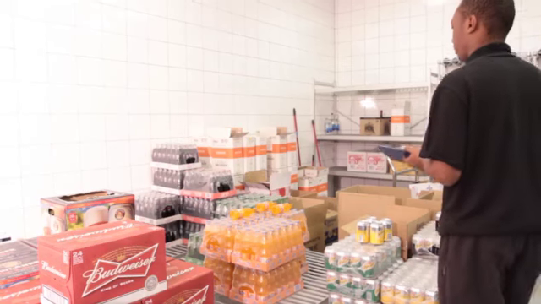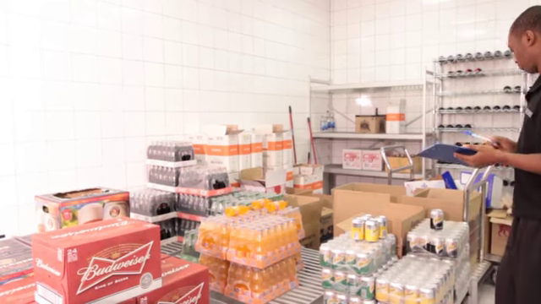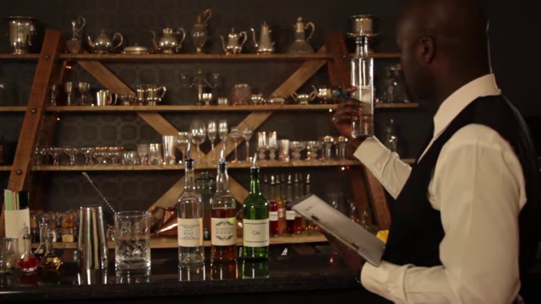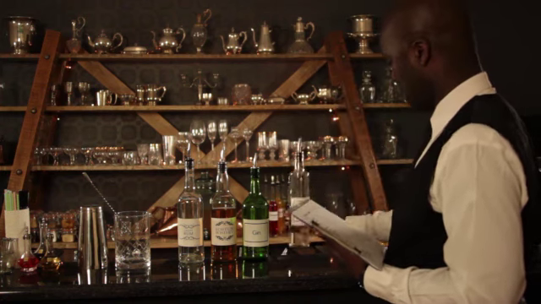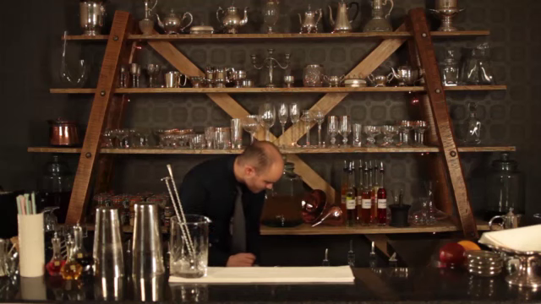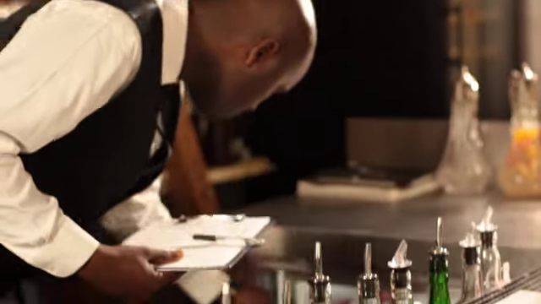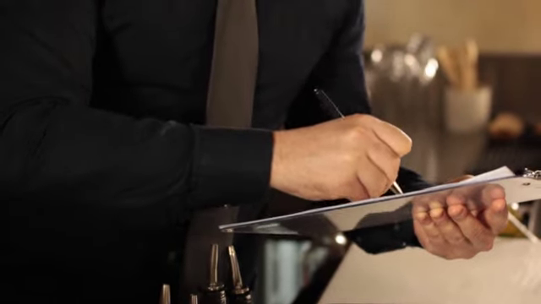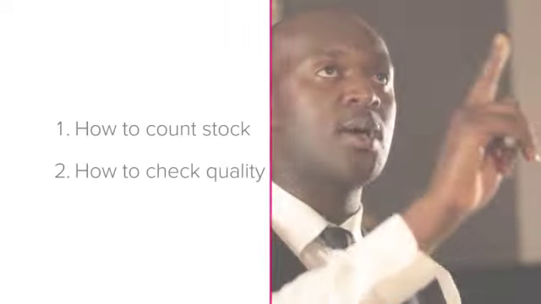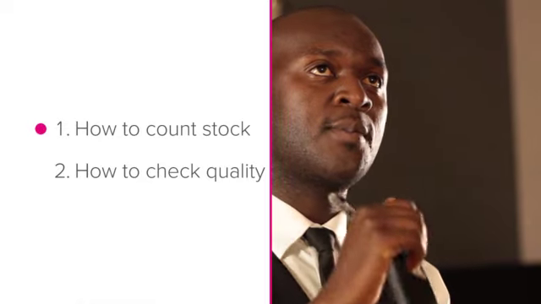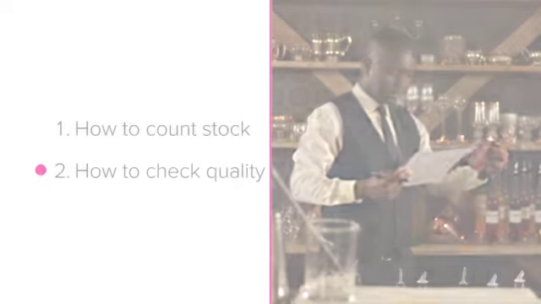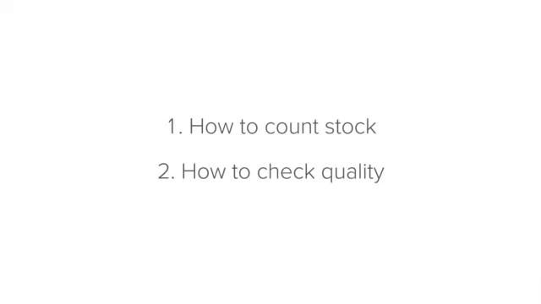There is no one single way of taking stock, and every bar will have their own particular way of doing it. So we'll take a look at the basic principles of stock taking through an example, so that when you are required to take stock, you understand it and know how to do it. We'll be looking at how to count stock, followed by how to check quality. Let's start with how to count stock.